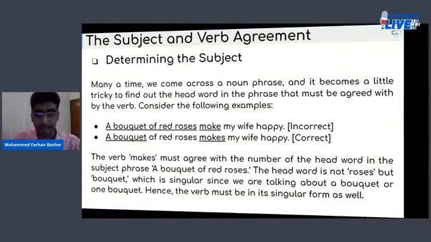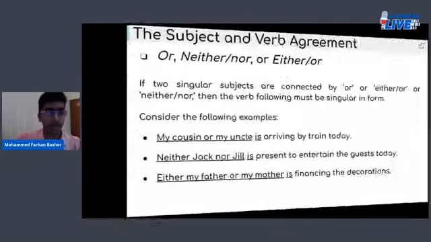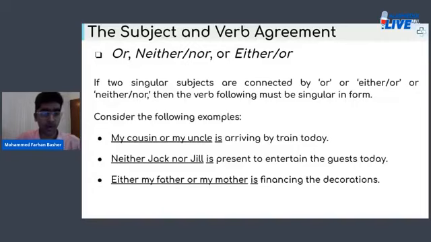Moving on to the next slide. Now, how do we treat neither nor, or either or? If two singular subjects are connected by or, either or, neither nor, then the verb following must be singular in form. Follow this. I'll repeat this again. If two singular subjects are connected by or, either or, neither nor, then the verb following must be singular in form, right? Do you follow?